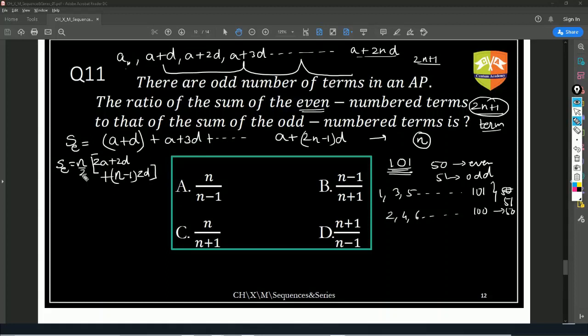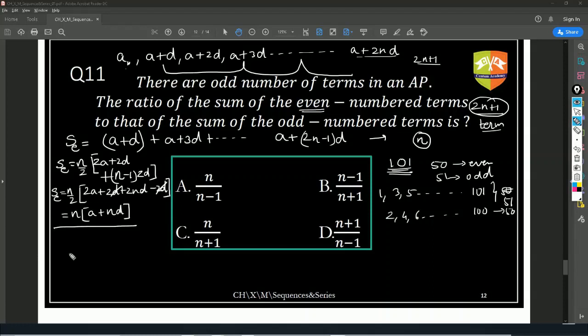This is SE, so let's simplify it a bit. It is N by 2 into 2A plus 2D plus 2ND minus 2D. Okay, so minus 2D plus 2D will go, and the 2 will get cancelled. So it is N times A plus ND. Am I right? A plus ND, right? This is for an even number of terms.